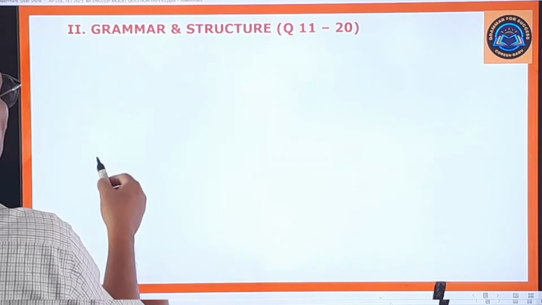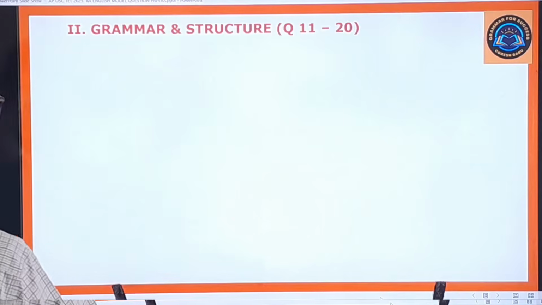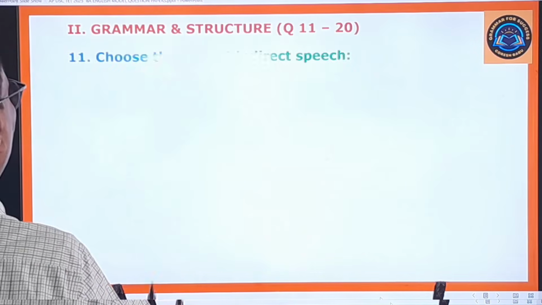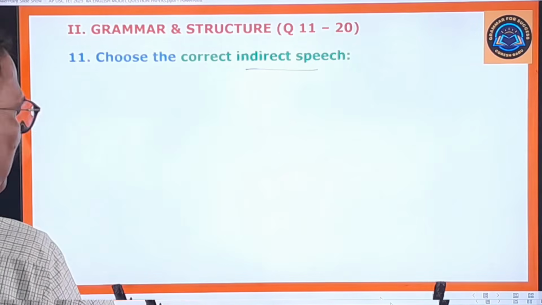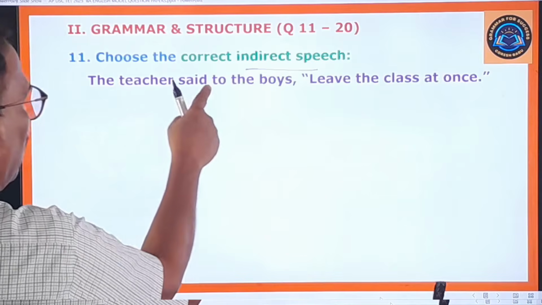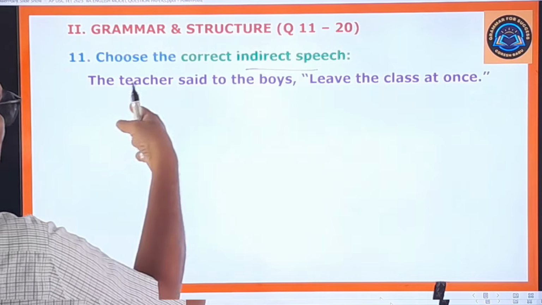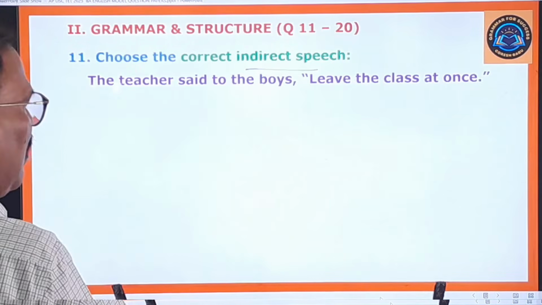Okay, now the second part of the question paper, grammar and structure, and 10 questions are going to be given under this category. And here you pay attention. 11th one, choose the correct indirect speech. Some direct speech sentence is given. The teacher said to the boys, leave the class at once. So this is the sentence that is in the direct speech. Now, what is the indirect speech of this sentence?